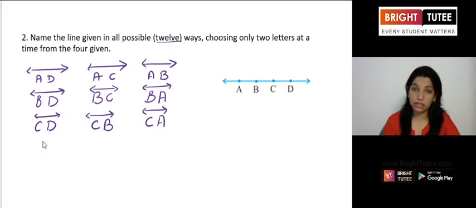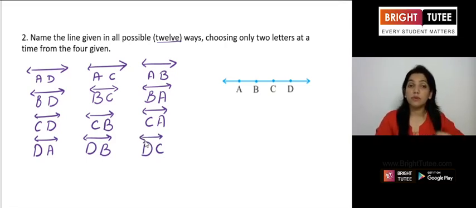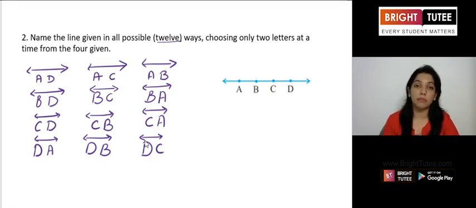Now D is left. So DA, DB, and the last one, DC. Cool. So we are done writing 12 possible ways. From just 4 points we have written 12 ways that are possible to write down all the names of the line that is given to us in this figure. Do you see, there are so many ways to write it down. This is a wonderful example to understand how we can name a line.